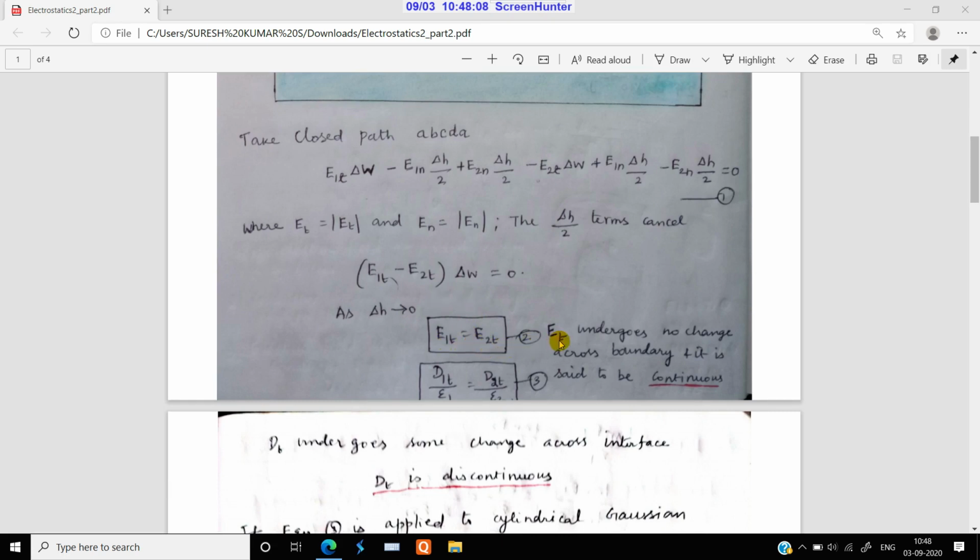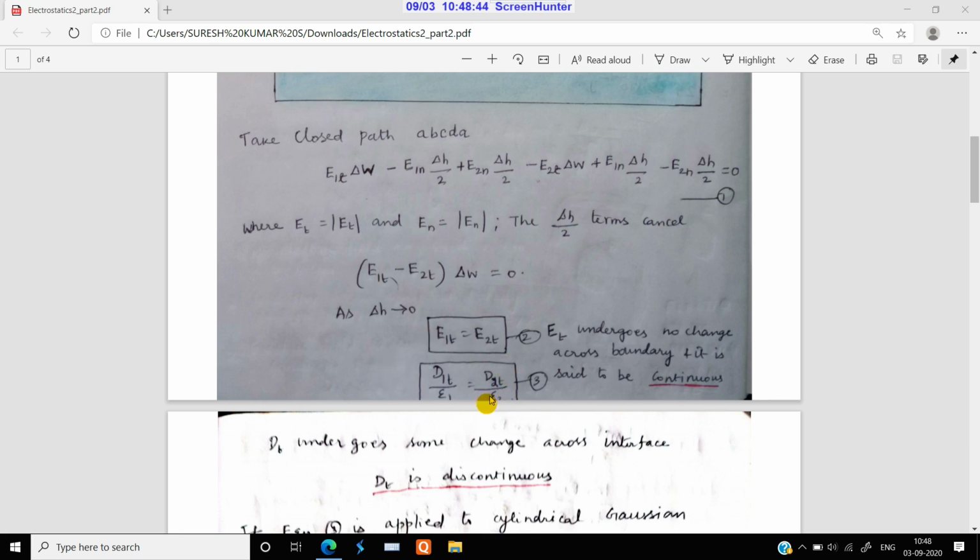So Et, the tangential component of an electric field along the boundary of two dielectrics, undergoes no change across the border, because those two tangential components are equal to each other. So it is said to be continuous in nature. We can also write this equation in terms of flux densities: D1t divided by epsilon 1 is equal to D2t divided by epsilon 2.